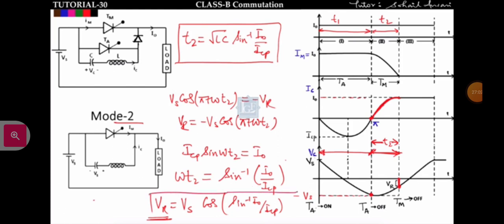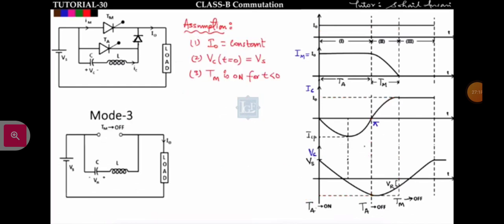What is the voltage across the capacitor and what is the current flowing in the capacitor? So at the end of mode 2 the current flowing in the capacitor will be equal to I naught and the voltage drop across the capacitor will be equal to minus VR. So it will come out to be Vs cos sine inverse I naught upon ICP.